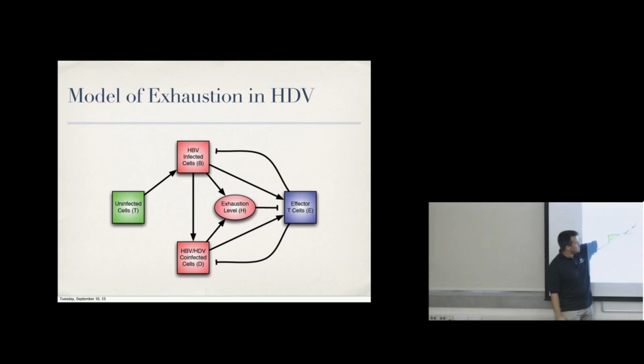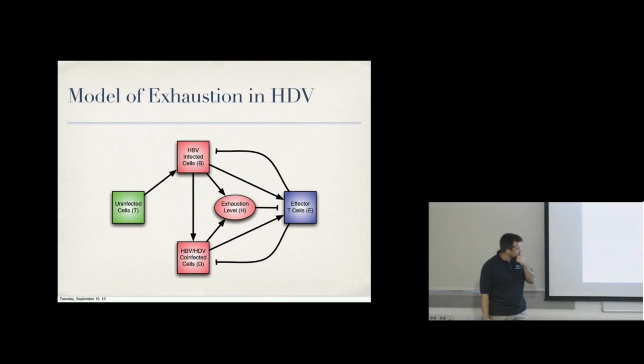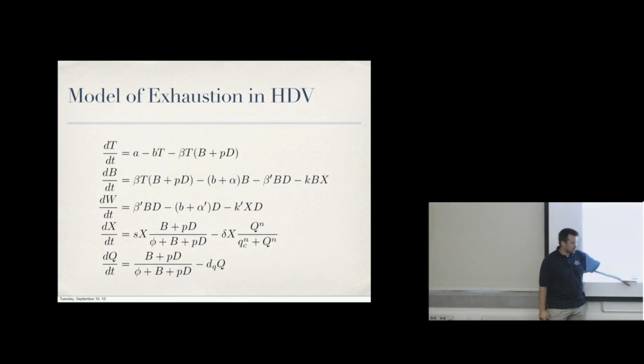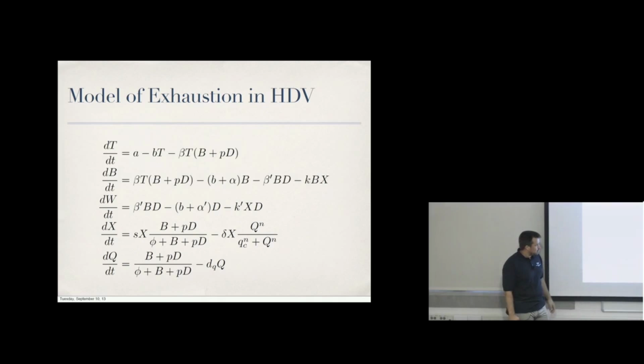In the co-infection, you have singly infected and co-infected cells. We didn't include the cells that were only infected with Delta, in this case, just to keep the model a little simpler. And again, you have exhaustion level and effector T cells. So we put this into the model. So we added a second infected class, and then basically altered all the other equations the way that you would have to make this all make sense.